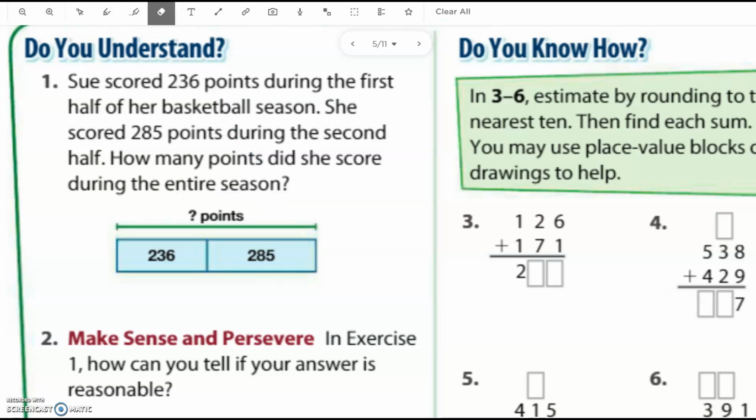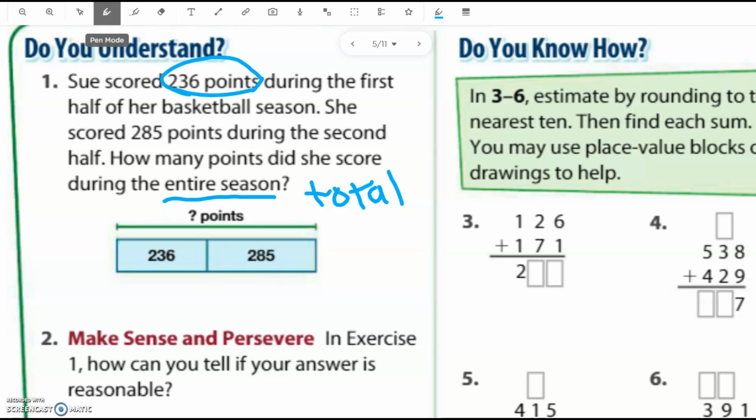If she's scoring something the entire season, that is a total. I'm adding things up to find a total. Circle your numbers and what they mean. Underline your question.